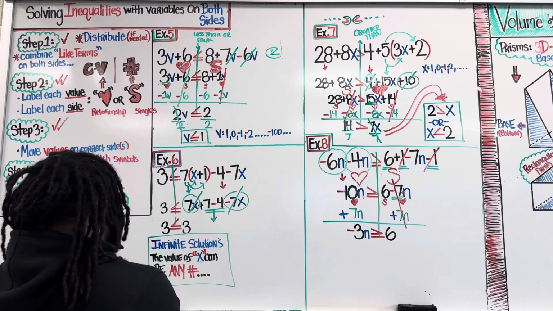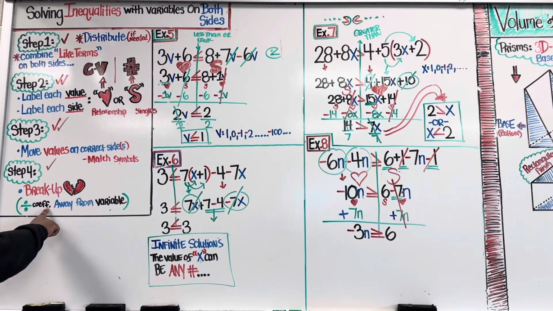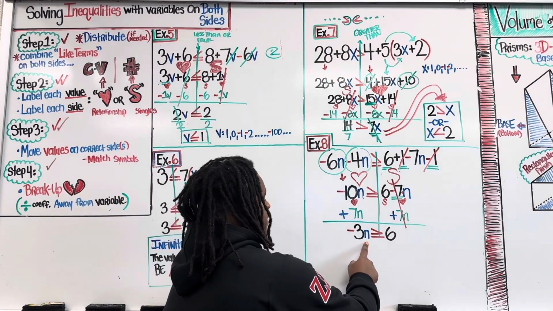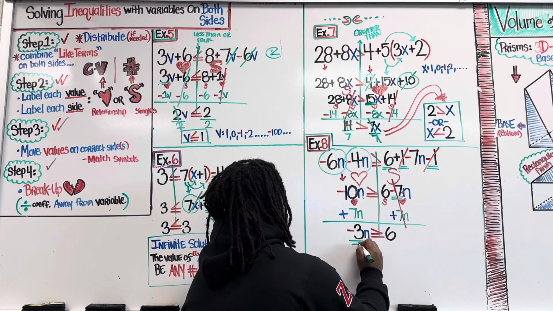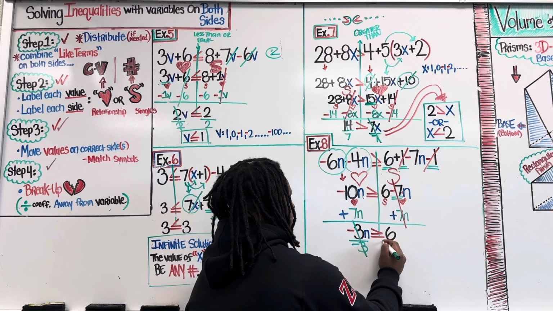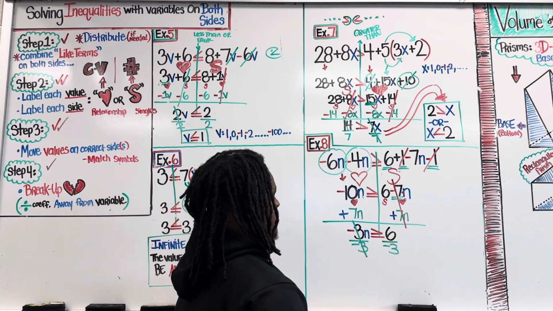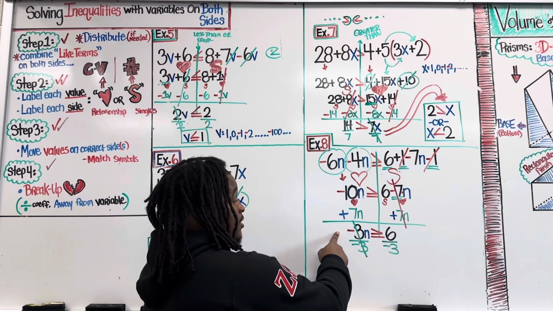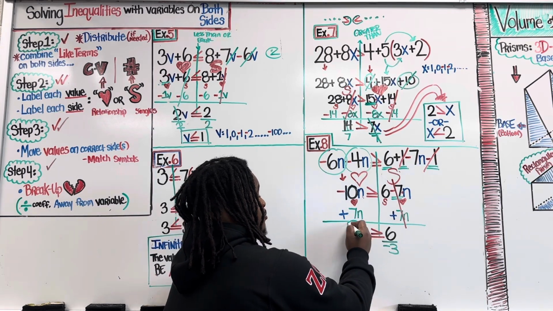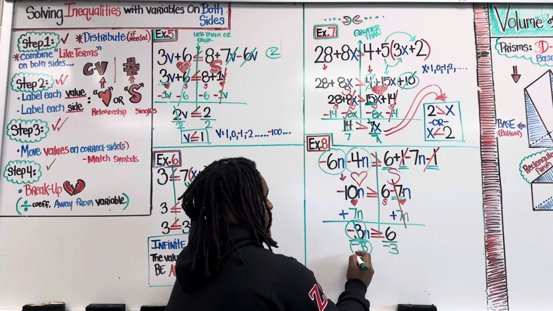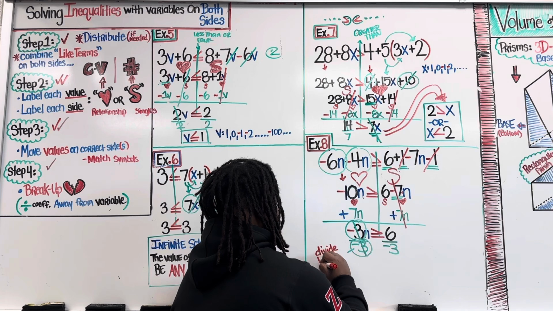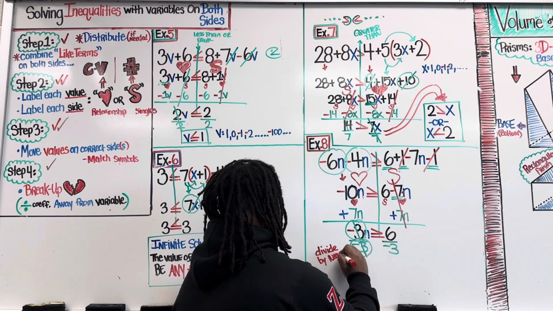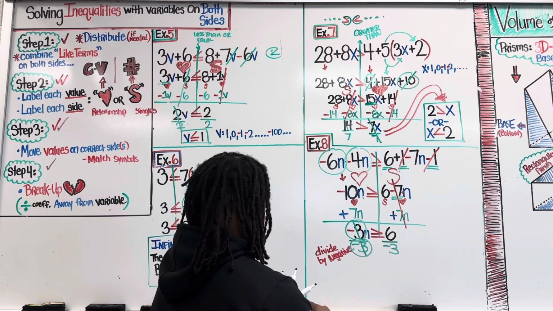Now we're down to the last step, guys, which is to divide the coefficient away from the variable, which is breaking up, right? So I'm gonna divide negative 3 away from n, and I'm gonna divide negative 3 away from 6, right? So negative 3n divided by negative 3 is just n, and then 6 divided by negative 3 is actually a negative 2. Now, ladies and gentlemen, this is very, very important. Because we had to divide by a negative, I'm gonna put that: divide by negative coefficient.